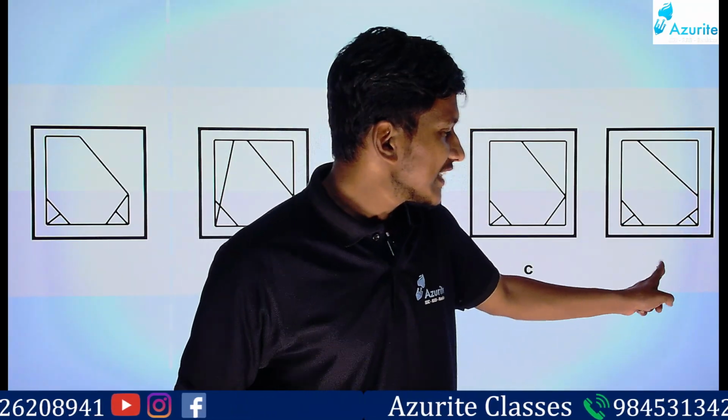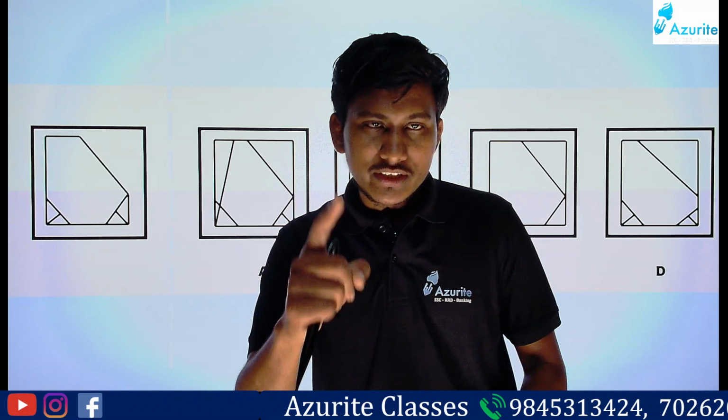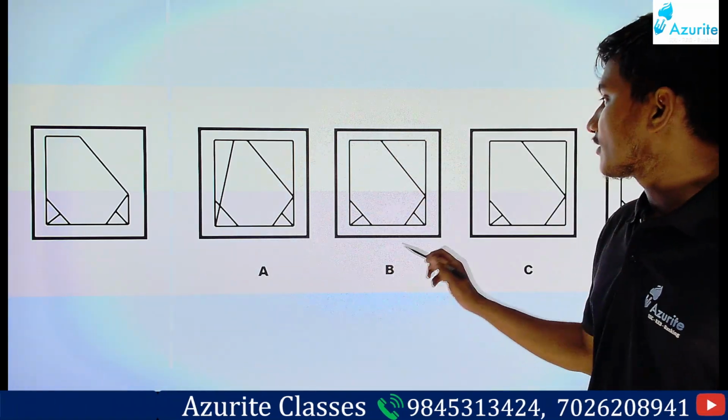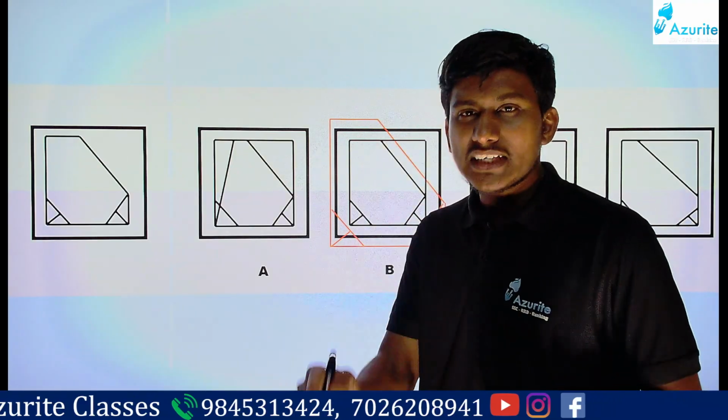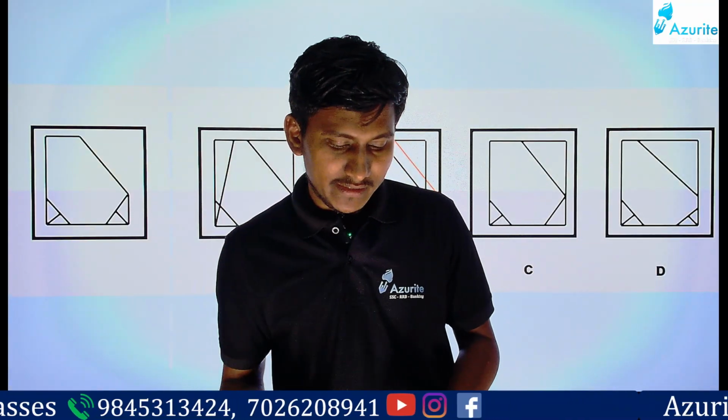Here B is not proper because it is different. C is not and D is also not. So answer is option what? A is the correct answer. So very good. Everyone got it? Understood how to do the hidden or embedded case? Yes. Okay, good. So this is how you have to do.